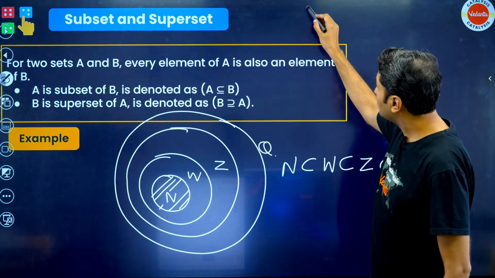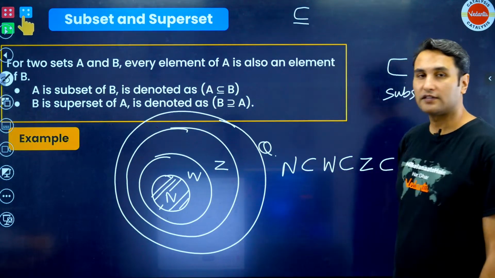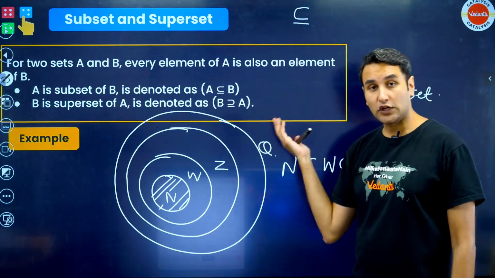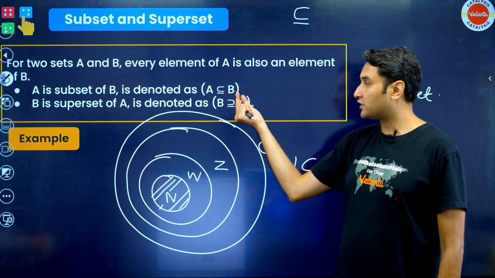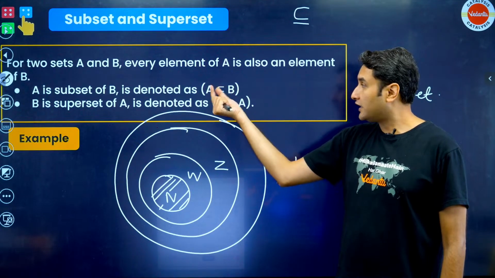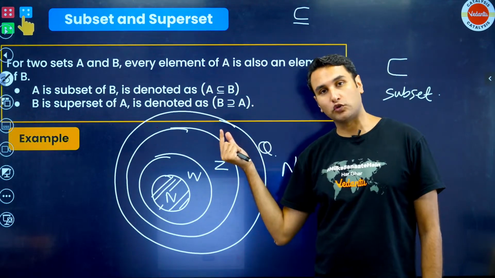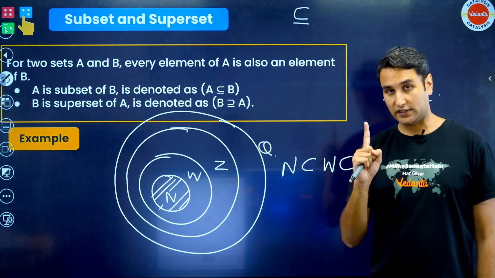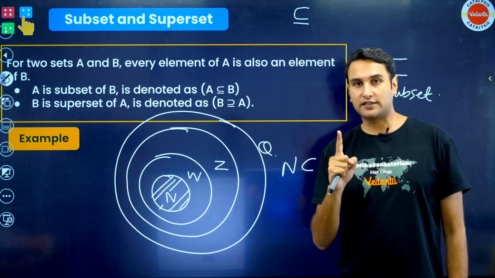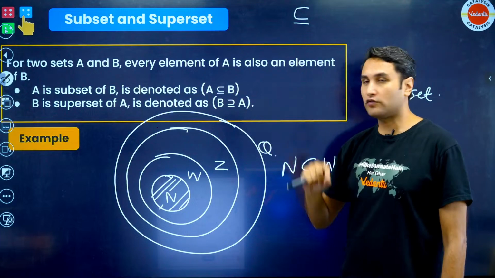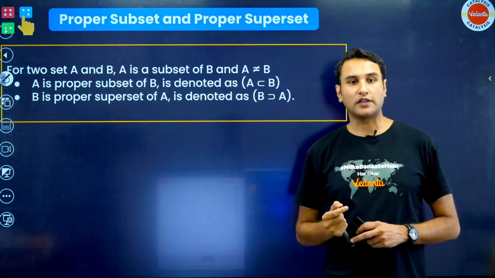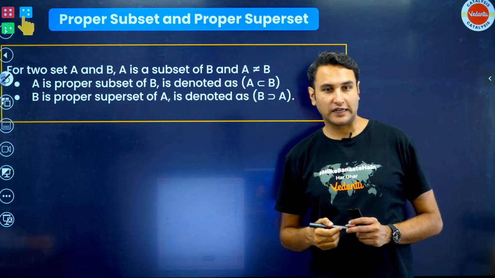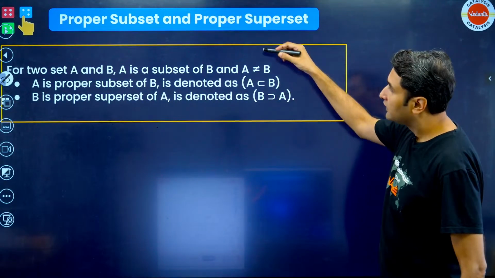Now this notation means that the set could be equal as well. It's like less than or equal to. If A is a subset of B, then A can also be equal to B. The case where A is not allowed to be equal to B, we call them proper subset, right? So we represent it like this.